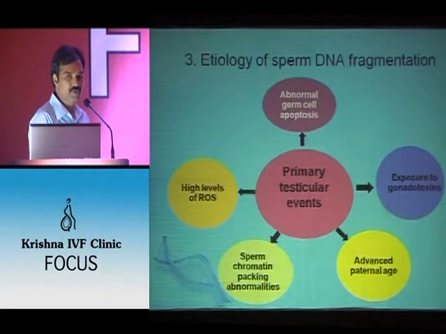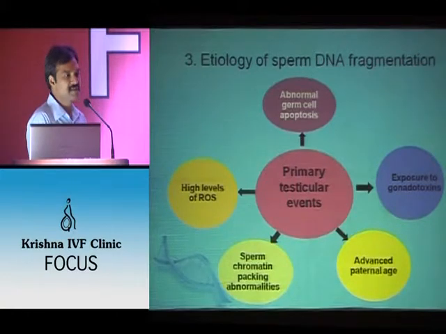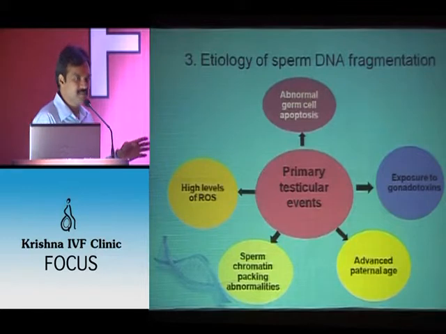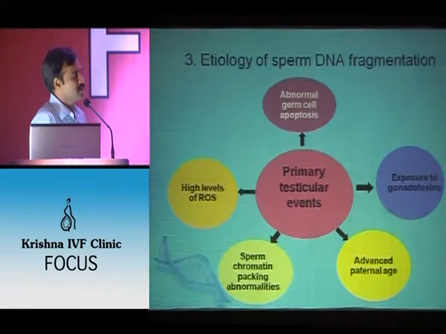And second one, exposure to gonadotoxins. So gonadotoxins are nothing but heavy metals, environmental pollutants, and certain class of antibiotics which are present in the internal and external media. These gonadotoxins produce reactive oxygen species. These reactive oxygen species damage the sperm plasma membrane or nuclear membrane, thereby the DNA is more susceptible to damage. And advanced paternal age. As the age advances, the germ cell apoptosis process is less effective, thereby releasing more damaged sperm into the semen.